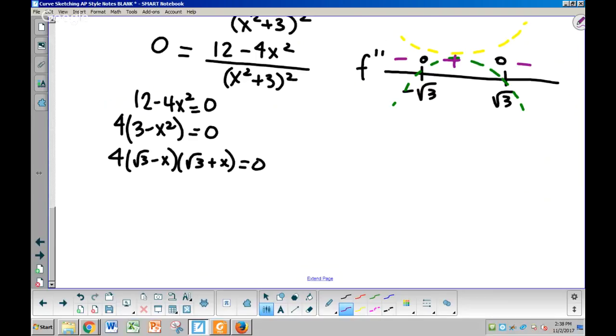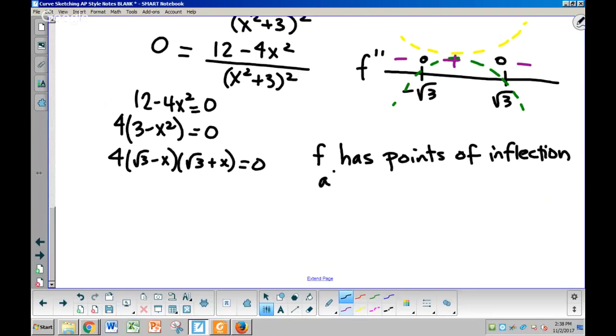So they want the coordinates of each inflection point. Just the x coordinate. Oh, yeah. Easy, good, done. So we can say negative root 3. F has points of inflection at x equals plus or minus root 3 since F double prime changes signs.